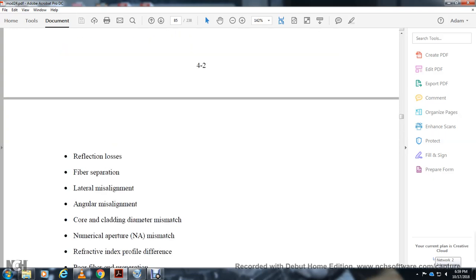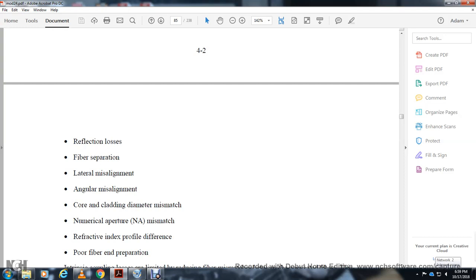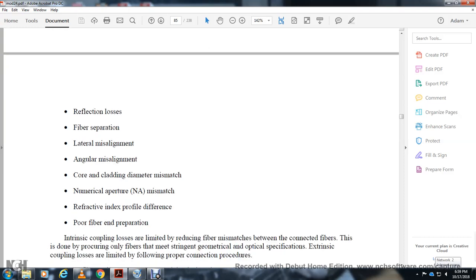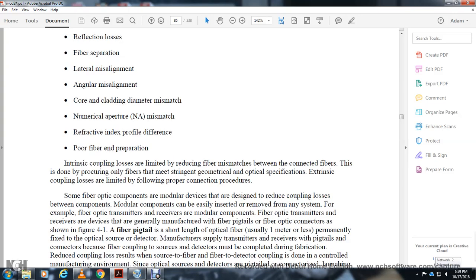Loss separation, lateral misalignment, angular misalignment, core and cladding mismatch, numerical aperture mismatch, refractive index profile, and different fiber preparation. Intrinsic coupling loss is limited by reducing the mismatch between the connected fibers. This means processing only fiber that meets stringent geometrical and optical specifications. Extrinsic coupling losses are limited by using proper connection procedures.